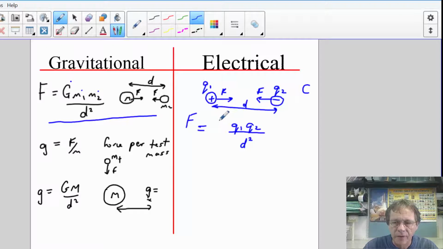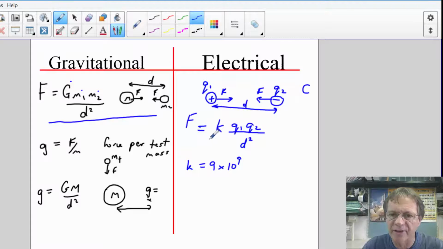You can just use it as a K to start with in stage 1, and basically K is equal to 9 by 10 to the 9. So it's a much bigger constant than the gravitational one, which is 6.67 by 10 to the minus 11. So it's a much bigger force you're going to get, and it's easier to see these forces in the lab and see significant accelerations and movement. You'll also see it written in the year 12 paper as 1 over 4 pi epsilon naught, and that means the same thing as that K. It's 9 by 10 to the 9 as a whole thing, so you can use it like that.